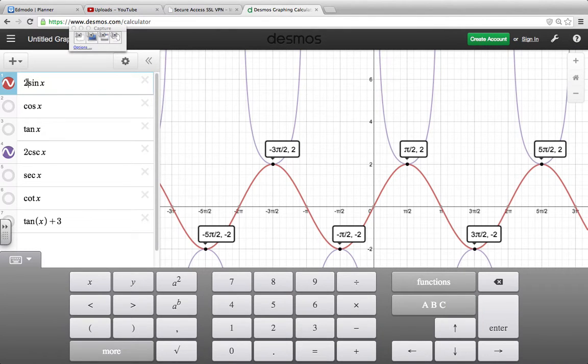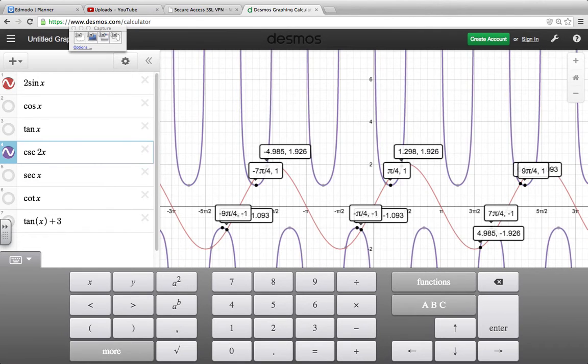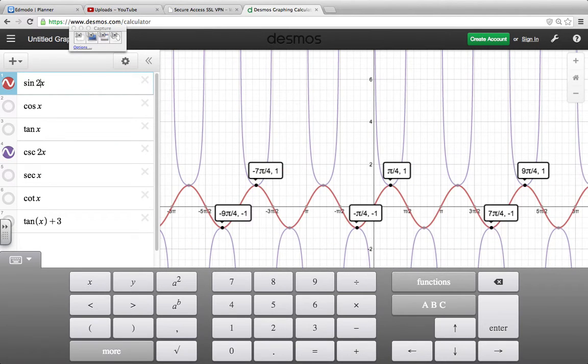Same idea, a value of 2 here. This is occurring twice as often, very similar to if we'd done this with sine. And sometimes it's best with the reciprocals to originally graph them and then from there get a good idea of our major points if we're going to sketch it.